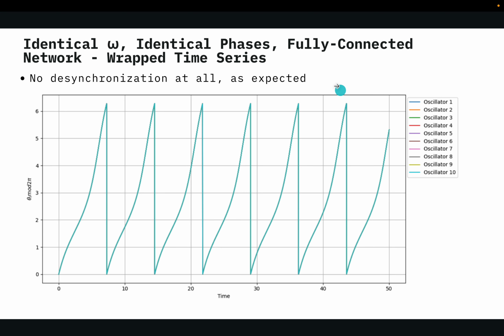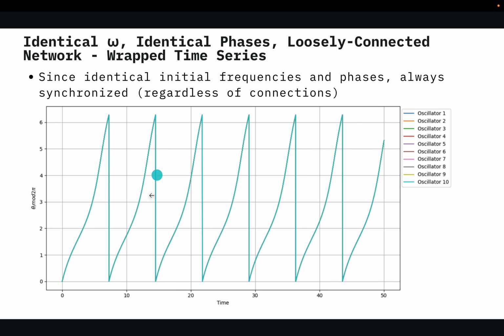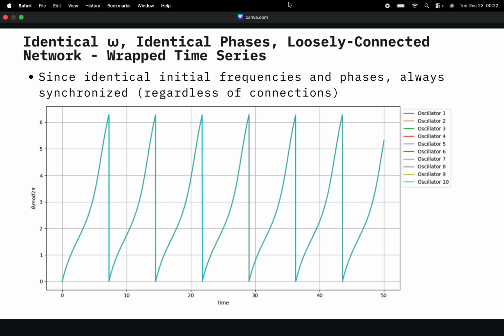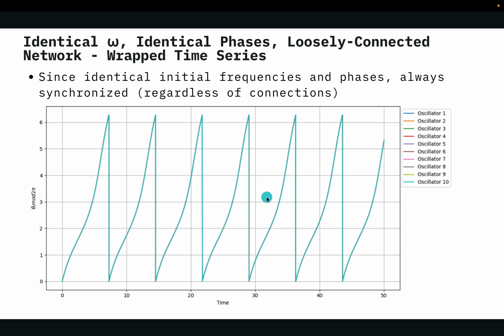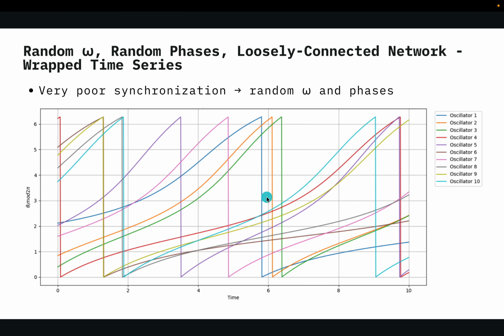So for a fully connected network, we had this behavior. For a loosely connected network, we also have the same behavior. It doesn't matter if you have identical omega, identical phase. Of course, in that case there is no meaning in studying this anyway, but this is just to show you.